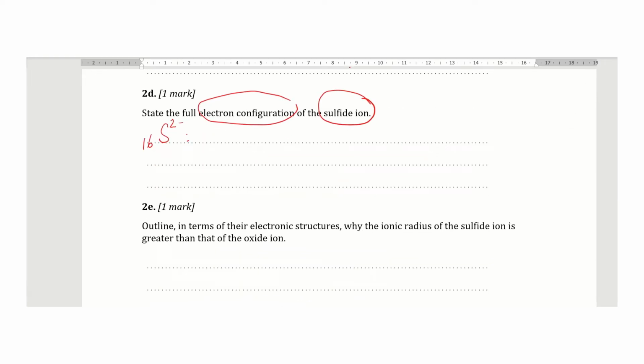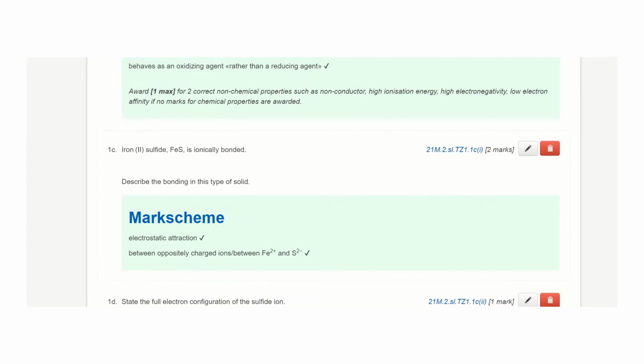So I know that I have 16 electrons plus 2 because that's minus 2. So then you would write 1s2, 2s2, 2p6, 3s2, 3p, okay, 2, 4, 10, 11, 12. I need to get to 18. So what do I need? I need 6. So 2, 4, 10. 10 and 6 plus 2 is 18. And this gives you the electron configuration of the sulfide ion, which is this one here, okay?